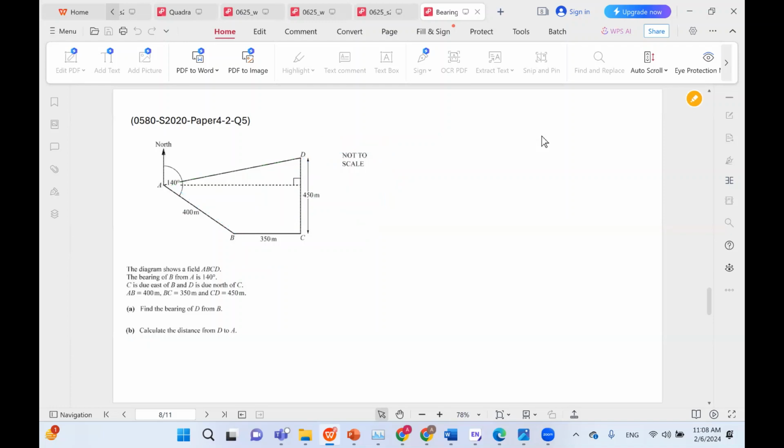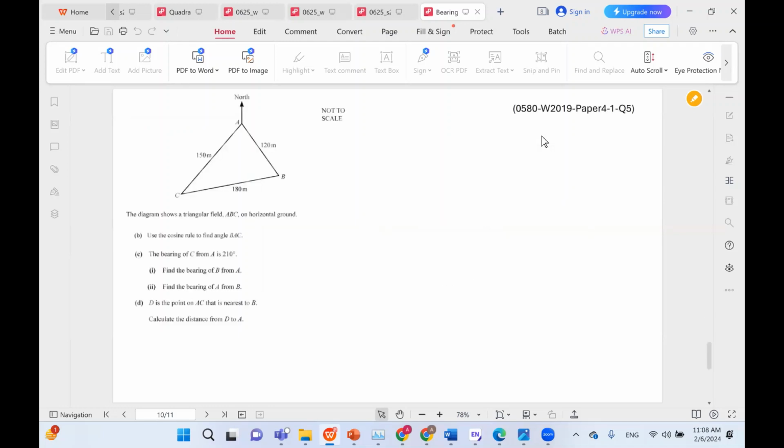So moving on, we are given here a triangular field ABC on horizontal ground. In question B, we are required to use the cosine rule to find angle BAC. So angle BAC is this angle here, theta. So remember that the opposite will be the 180. This is going to be our C. Cosine theta is equal to 150 squared plus 120 squared minus 180 squared, divided by 2 multiplied by 150 multiplied by 120.